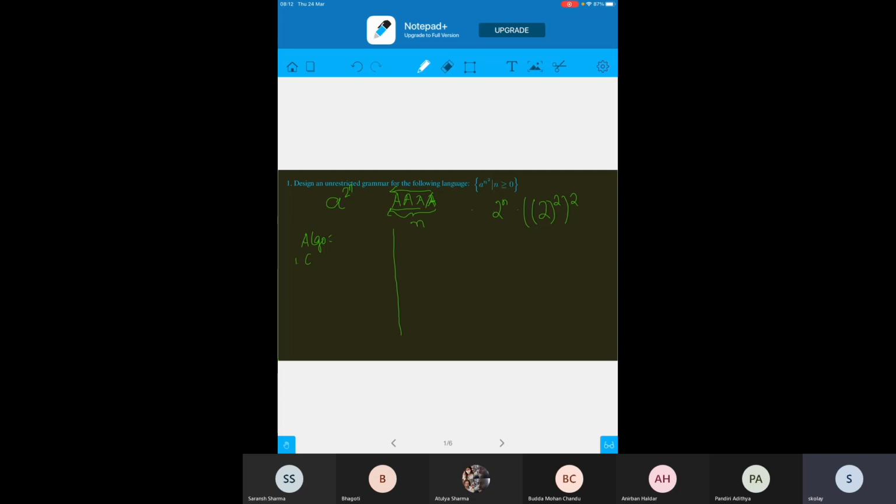So here is my algorithm. You guess n and then you check whether the input is of the form a to the n square. Can you do this in a Turing machine?